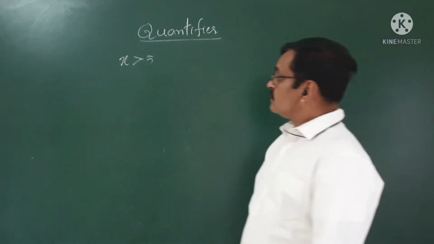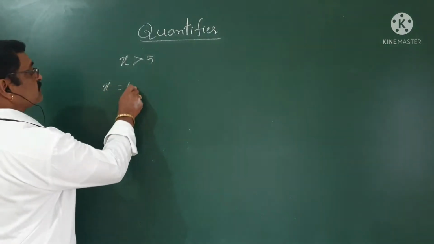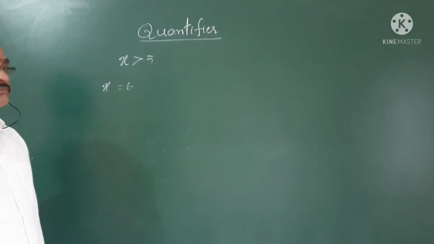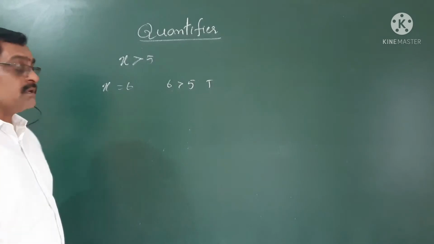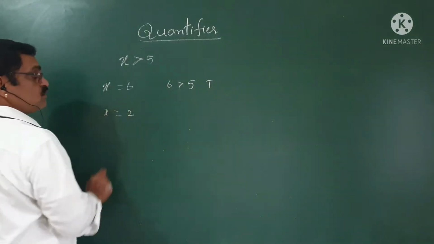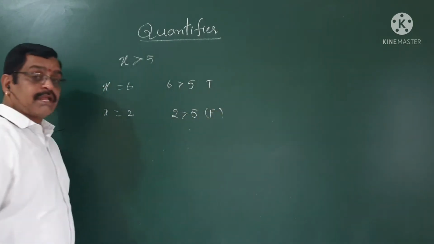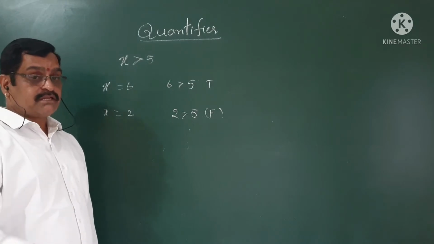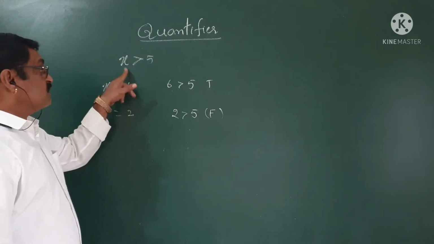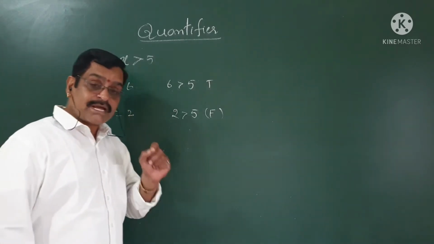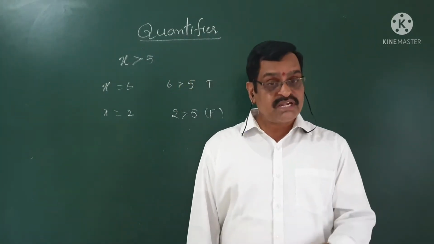Yes, you are right. If you assign a value for x, say for example, x is equal to 6, then we have 6 greater than 5, which is true. Suppose x is equal to 2, then 2 is greater than 5, which is false. That means you could find the truth value of this expression after assigning a certain value for x. Now, these types of expressions are called statement functions. What do you call? Statement function.